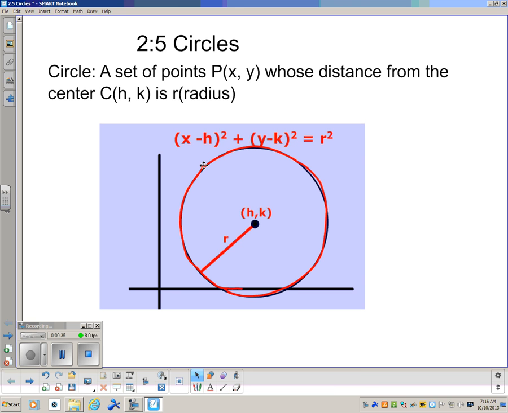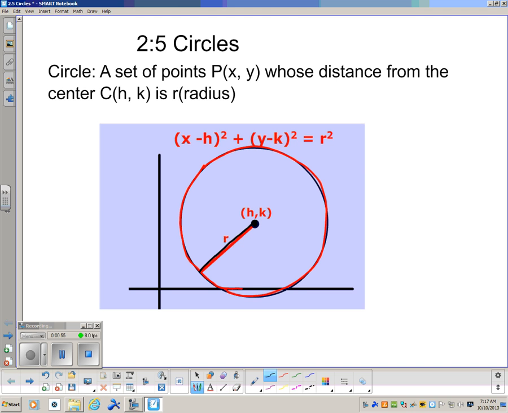You can clearly see that here's the center of my circle, (h, k), and my radius is the distance from the center of the circle to a point on the circle. The way that we write this is this nice equation up here: (x minus h) squared plus (y minus k) squared equals r squared.